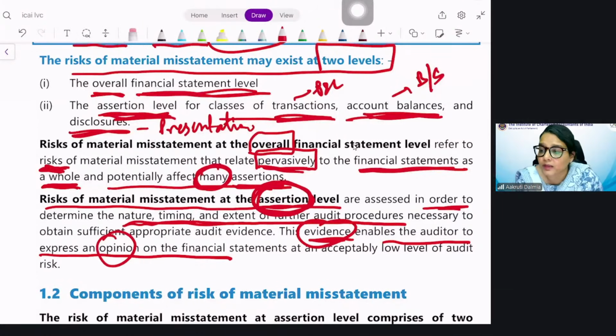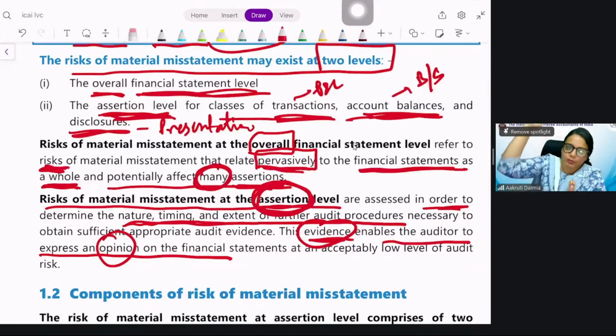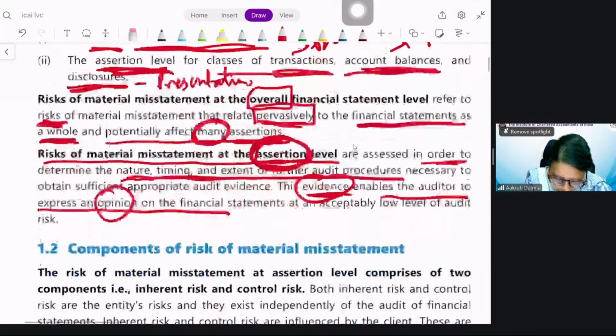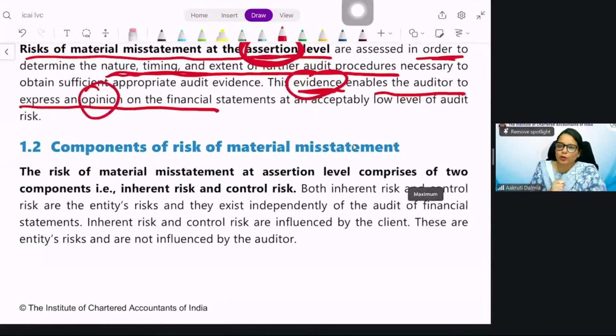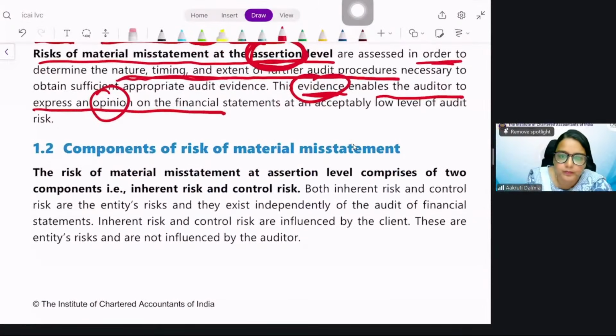Yes, pervasive means that it can affect multiple levels. You will study the definition of pervasiveness later on, in the SA 700 series. Right now, did you understand the meaning? The meaning is not given anywhere in the chapter right now. It will come much later, okay? Now let's come to components of risk of material misstatement. I have already explained to you. Now we will be doing the definitions.